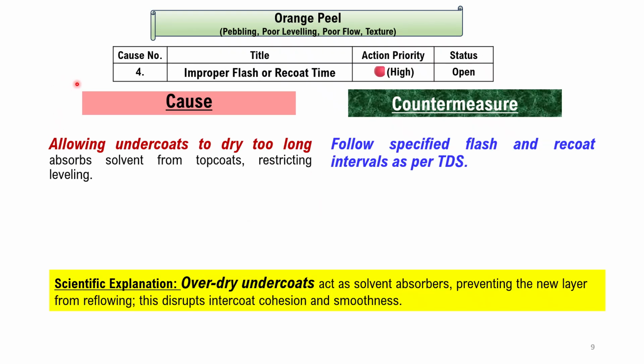Number four cause could be improper flash or recoat time. That is, over-dry undercoats act as solvent absorbers, preventing the new layer from reflowing. This disrupts intercoat cohesion and smoothness. Allowing undercoats to dry too long absorbs solvent from top coats, restricting leveling. Therefore, follow specified flash and recoat intervals as per the technical data sheet.